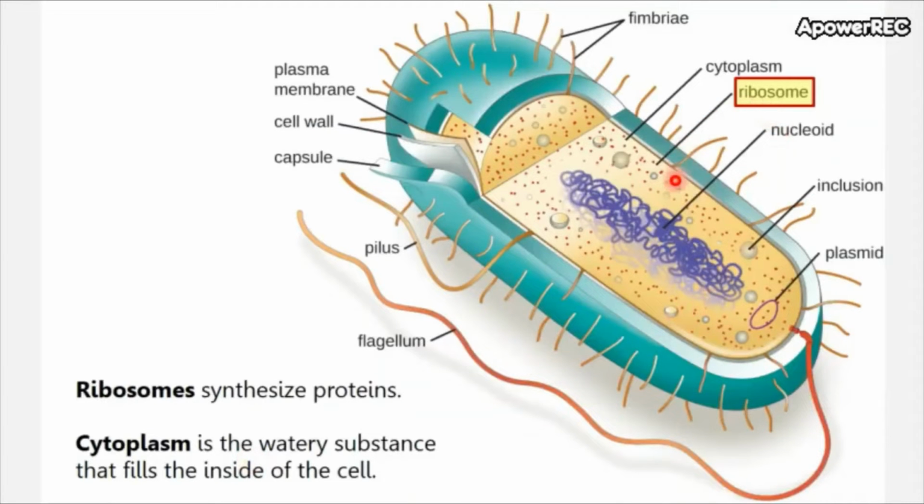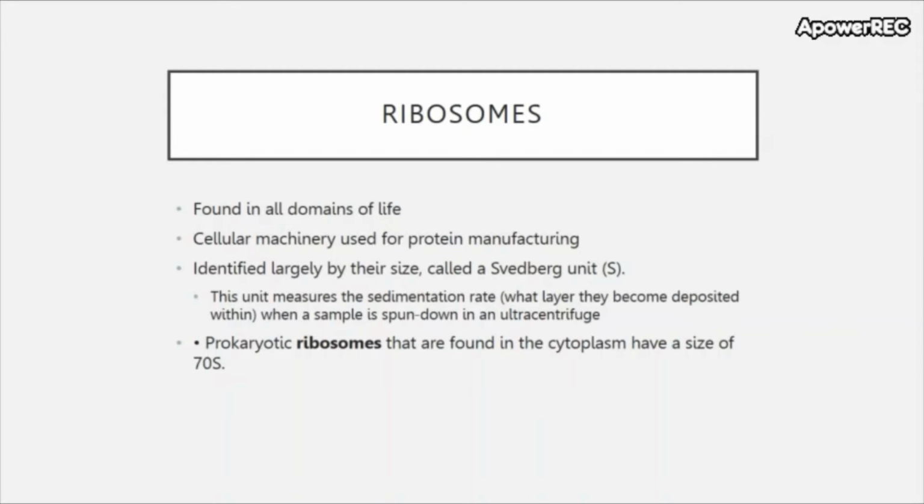Next up are the ribosomes, which are the area where proteins are synthesized. And we also have what we call the cytoplasm, which if you look at the cell, it is the watery substance that fills the inside of this cell. So it's where all of these other different components sort of float around inside of. Ribosomes are found in all domains of life. They are cellular machinery that are used for protein manufacturing, and they're mostly identified by their size.